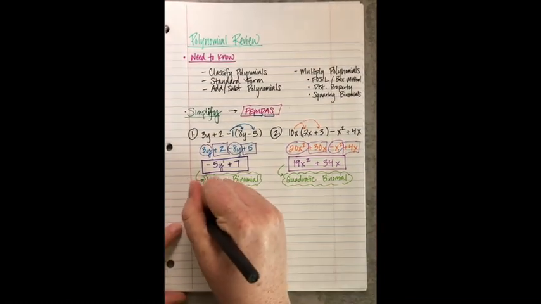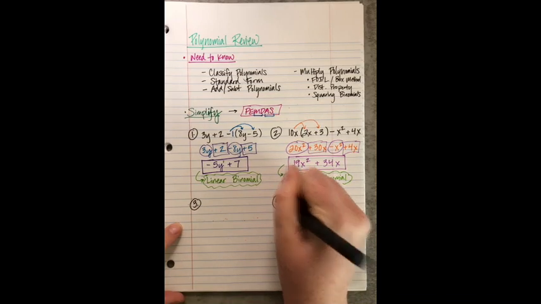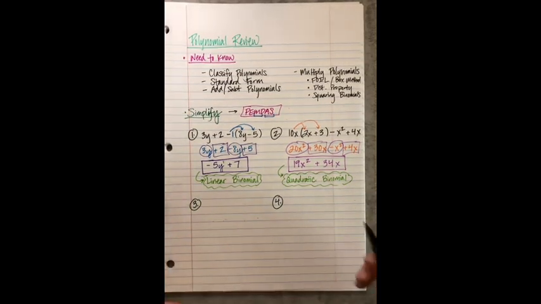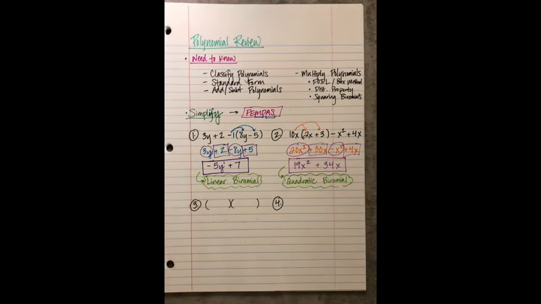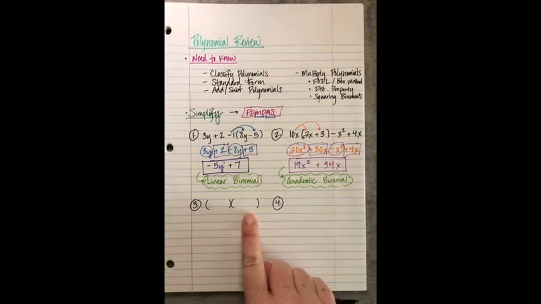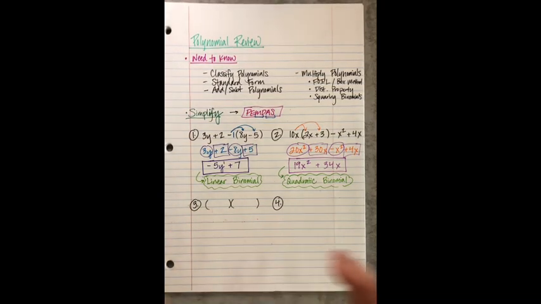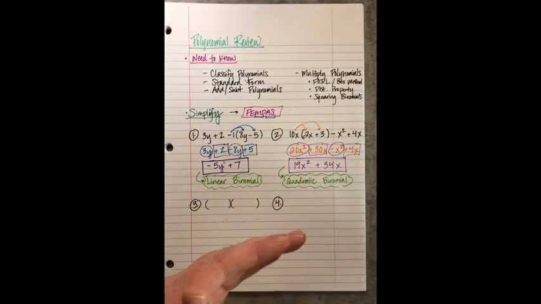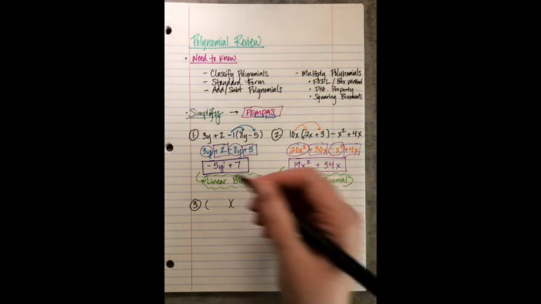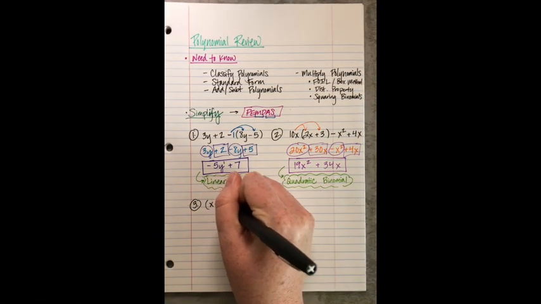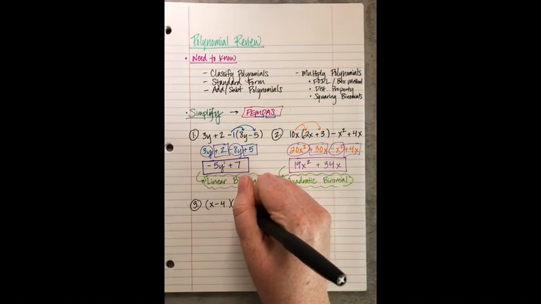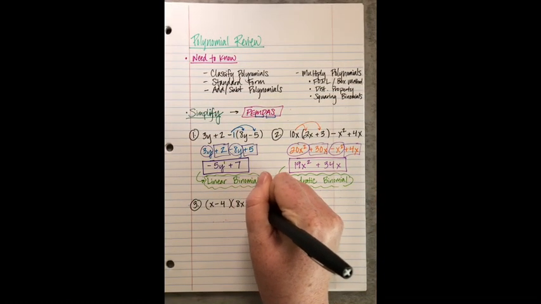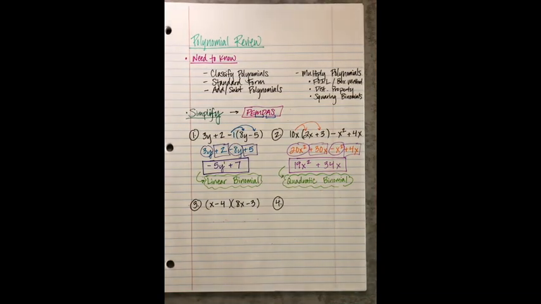Number 3. Number 3, we're gonna have 2 sets of parentheses right next to each other. If you have 2 sets of parentheses next to each other, that means they are multiplying. All of this stuff times all of this stuff, okay? Inside the first set, you have x minus 4. And then the second set of parentheses, you have 8x minus 3. Pause the video, see what you remember without my help.